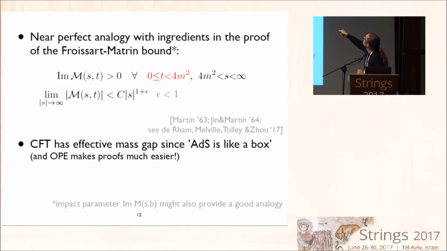the positive T appears very naturally when you do Fourier transform to impact parameter. So in the gap theory, you have these infinitely many constraints, and the proof of these constraints is essentially the Froissart-Martin bound. And you also have bounds in this high energy behavior. And the reason in CFT, intuitively, why we get infinitely many constraints of this type, you can think of there's an effective gap because a CFT correlator is like a scattering amplitude in AdS, which is like a box. And effectively, this is why we get this gap with infinitely many constraints.